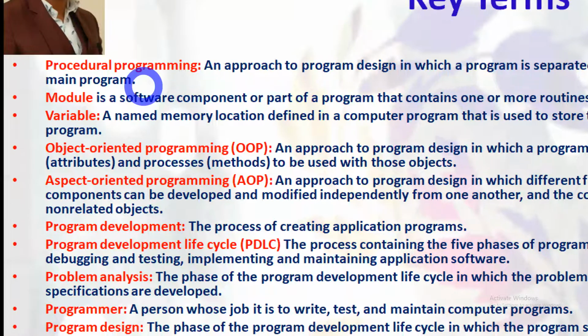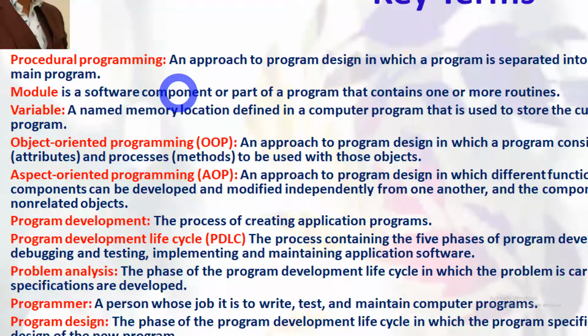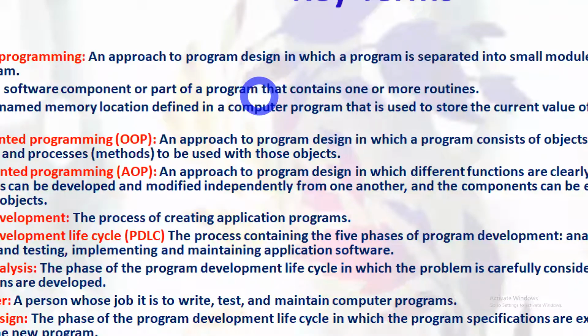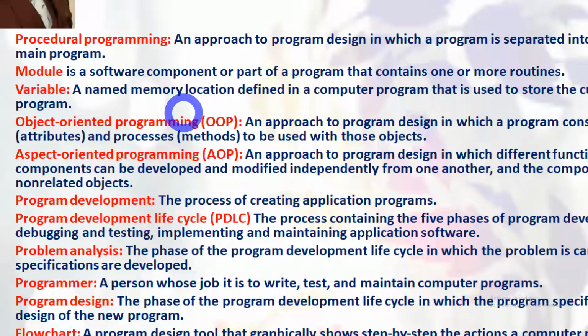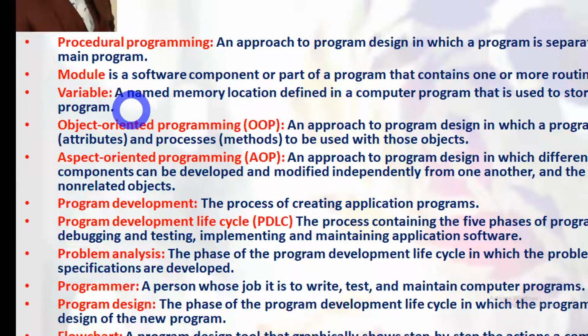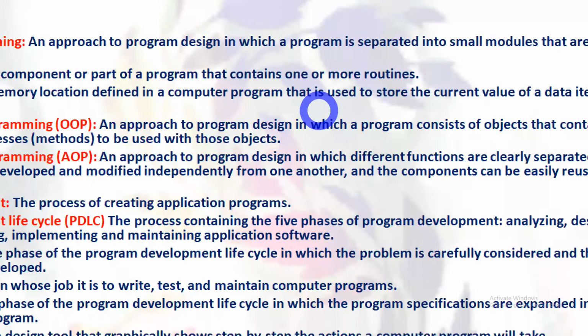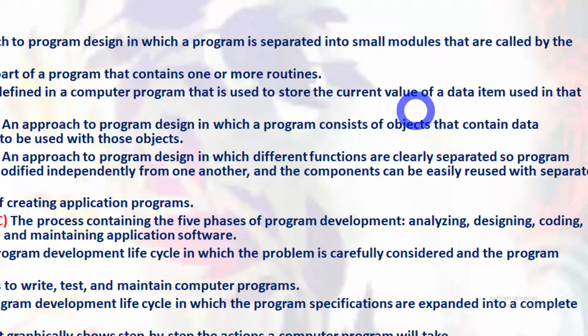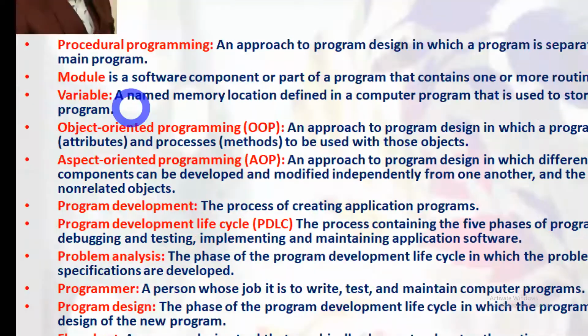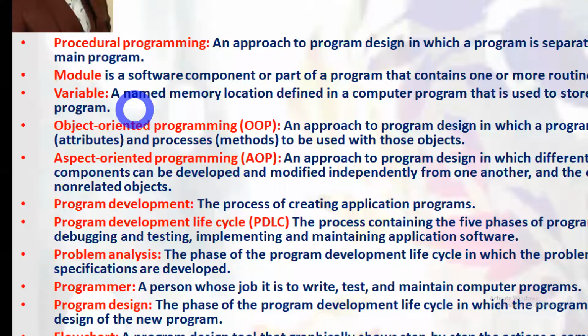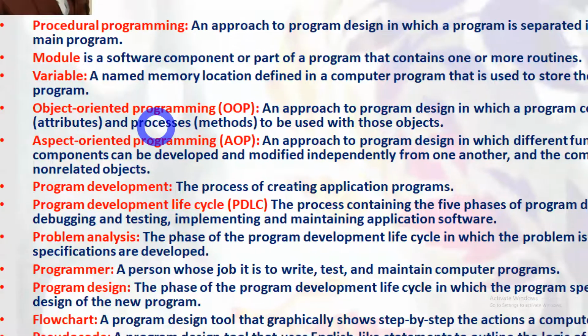Okay. Module. Here a module is a software component or part of a program that contains one or more routines. Variable. A variable is nothing but a named memory location defined in a computer that is used to store the current value of a data item used in that program. Simply remember, a variable is nothing but a named memory location. Don't worry, I will give much more explanation regarding variables and data types in the next programming sessions. Okay. Here you just need to concentrate on the definitions and terms we frequently use in programming.